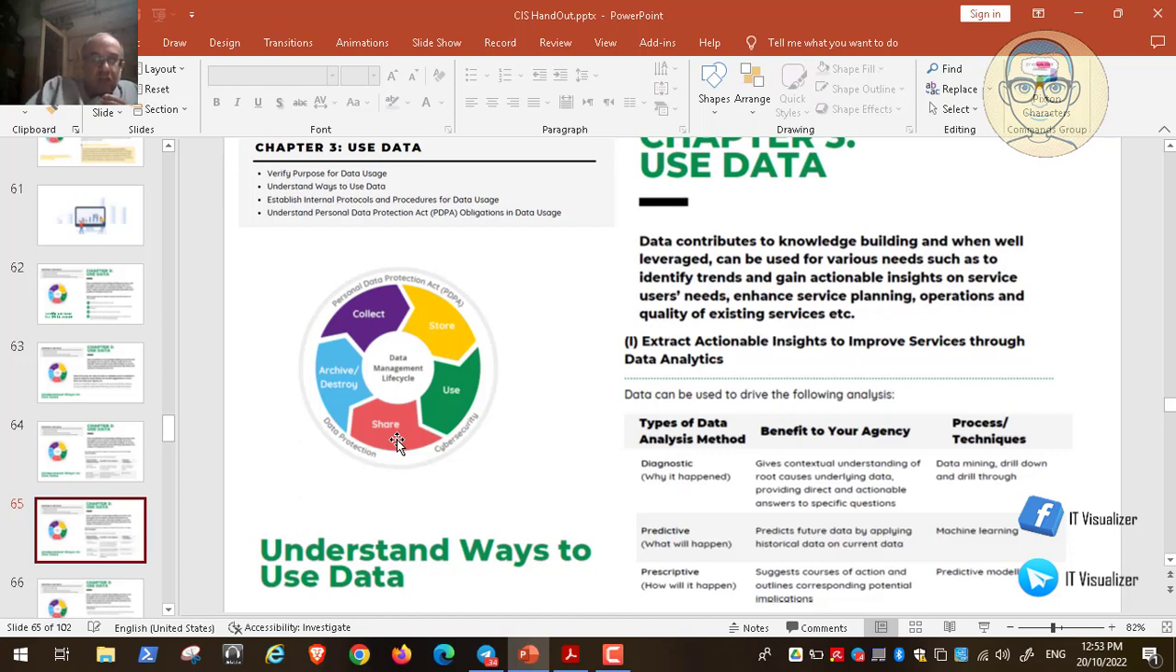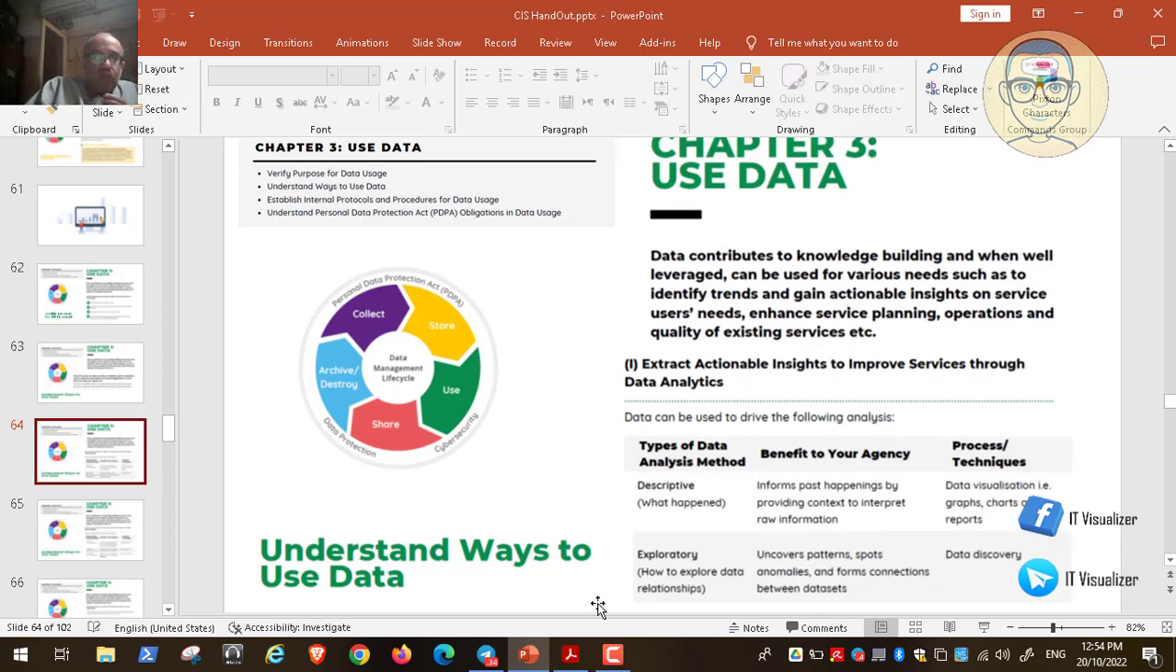It suggests courses of action and outlines their potential implementation. So through this kind of prescriptive analysis you should know, if you do a certain action, what will be the consequences. Predictive, to predict the future business based on historical data. Diagnostic analysis, to diagnose a problem based on a certain amount of data. And exploratory, to see the relationship between different sets of data.